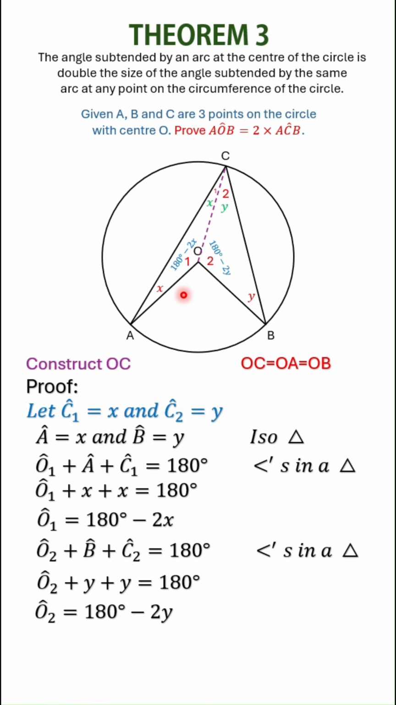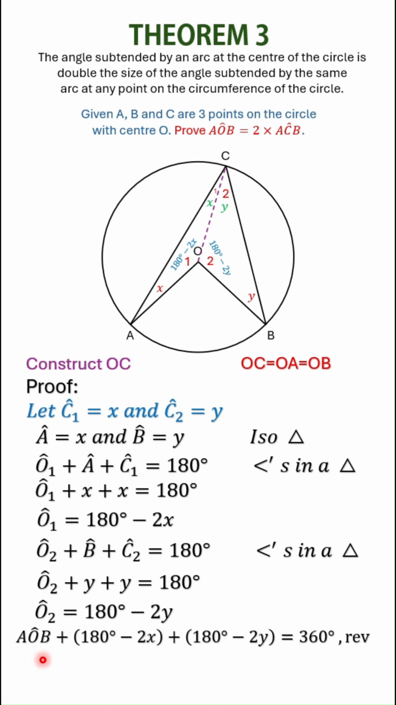So now that we have the angle of O1 and the angle of O2, we can now determine the angle we are looking for, which is the angle of AOB. We can do this by calculating the angles surrounding a point. Remember, angles around a point add up to 360 degrees. The reason is revolution, or angles around a point.